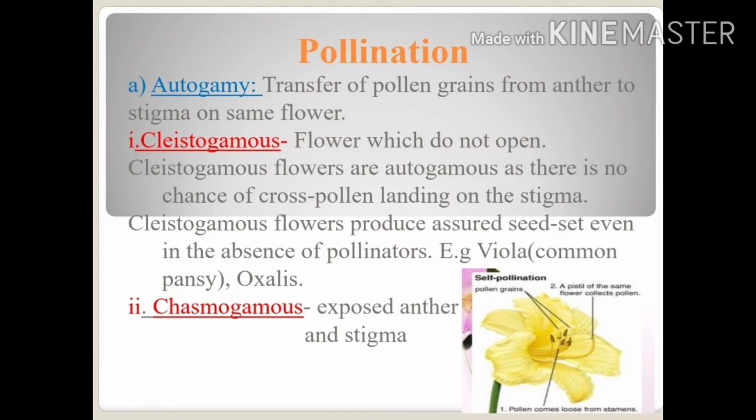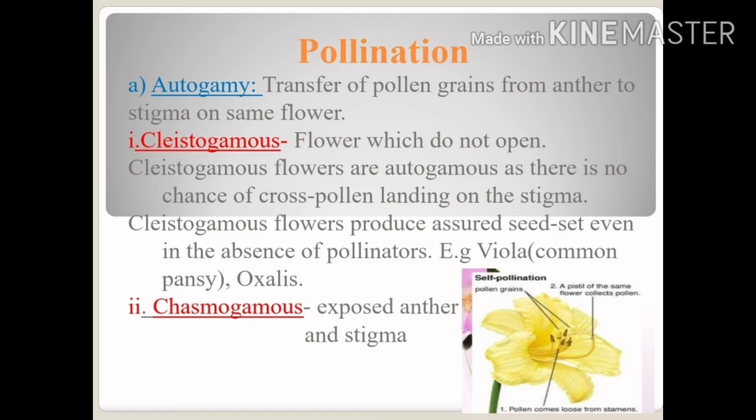So pollination, what exactly is pollination? Pollination is the transfer of pollen grain from male gamete to the female gamete, or you can say from anther to the stigma. And pollination is of two types, self-pollination and cross-pollination. Self-pollination is further categorized into three main categories: autogamy, geitonogamy, and xenogamy.